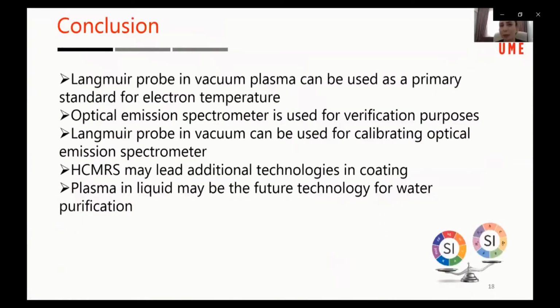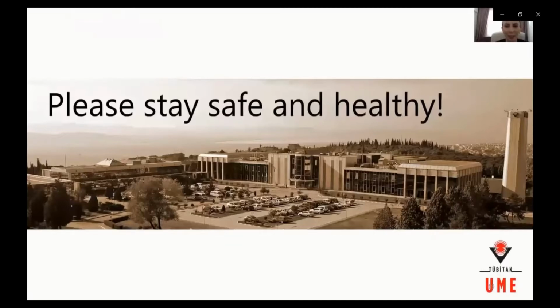And my conclusion for this presentation is that Langmuir probe in vacuum plasma can be used as a primary standard for electron temperature. Also, electron temperature verification can be easily achieved by optical emission spectrometer. In the reverse order, one can also calibrate optical emission spectrometer by using a Langmuir probe in vacuum. Also, hot-cathode magnetron reactive sputtering method may lead to additional technologies in coating, and plasma in liquid may be the future technology for water treatment. So please stay safe and healthy.